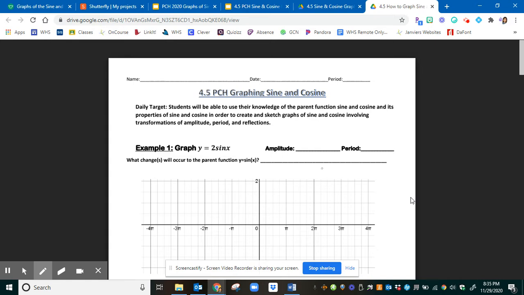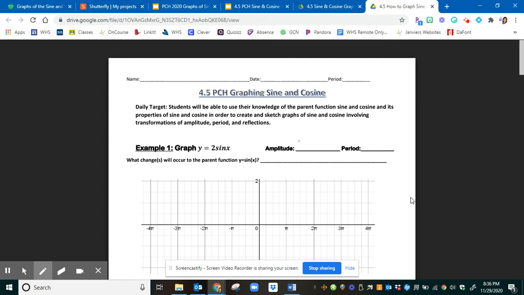Today we're going to use that knowledge of the parent functions of sine and cosine and these properties, and now we're going to graph them ourselves by hand. So the first step is to take a look at the graph we're given, and then determine our amplitude and our period and see how that changes our original function.